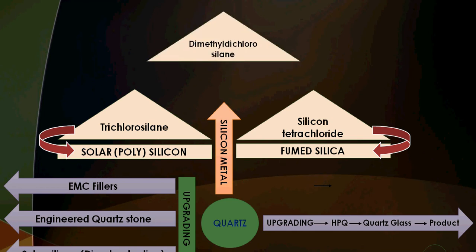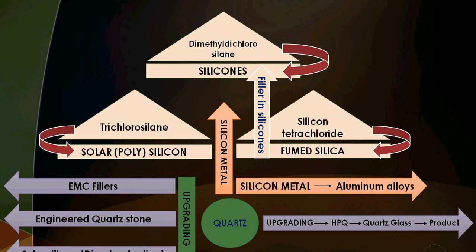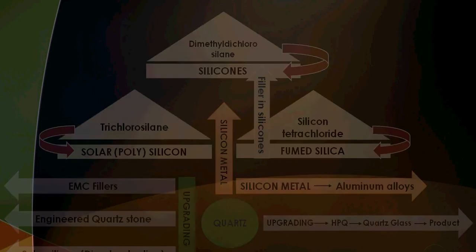Silicon metal is also used to produce dimethyl dichlorosilane, and these dimethyl dichlorosilanes are used to produce a large number of products that come under the category of silicones. And fumed silica is used as a filler in the production of silicones. The silicones include rubbers, plastics, elastomers, adhesives, cementing material, etc. Silicon metal is also used in the production of aluminum alloys.